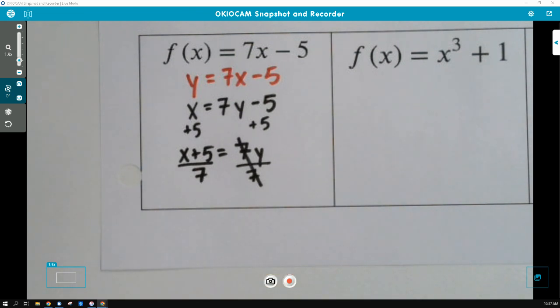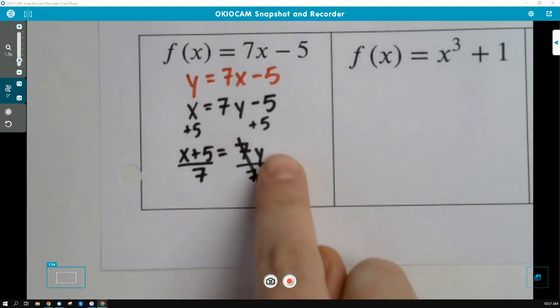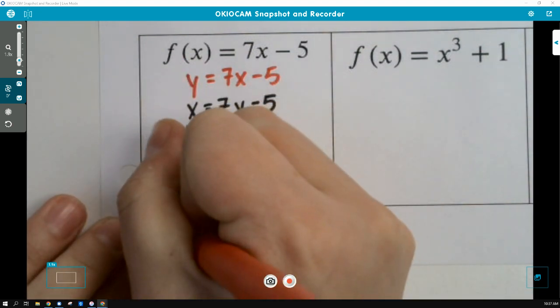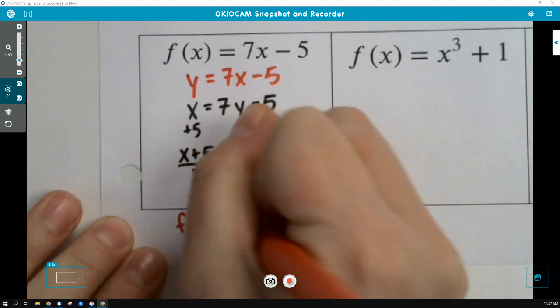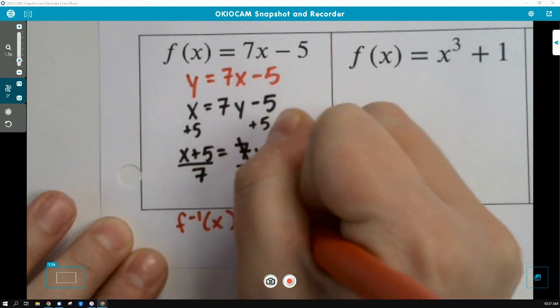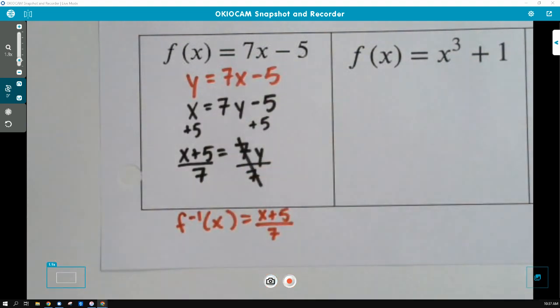To finish us out, we're going to write our answer. We're going to switch back that y, but instead of switching it back to f of x, it's now f inverse of x. So f inverse of x equals x plus 5 all over 7.